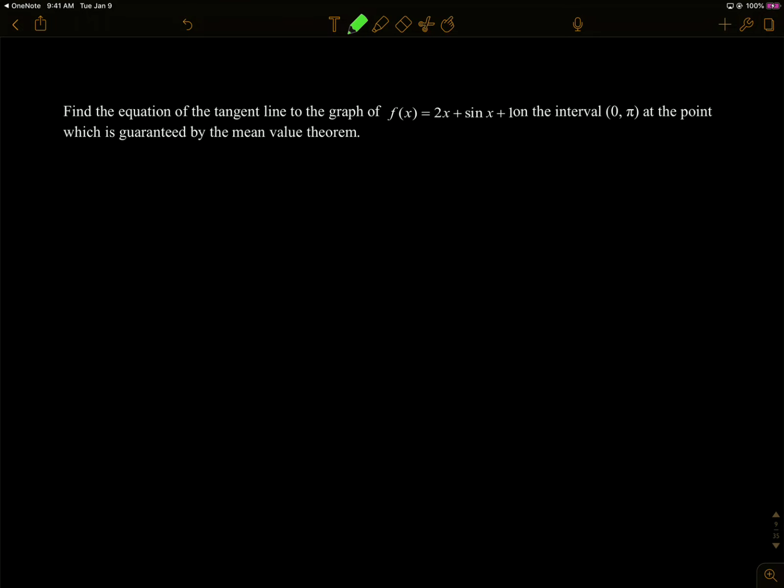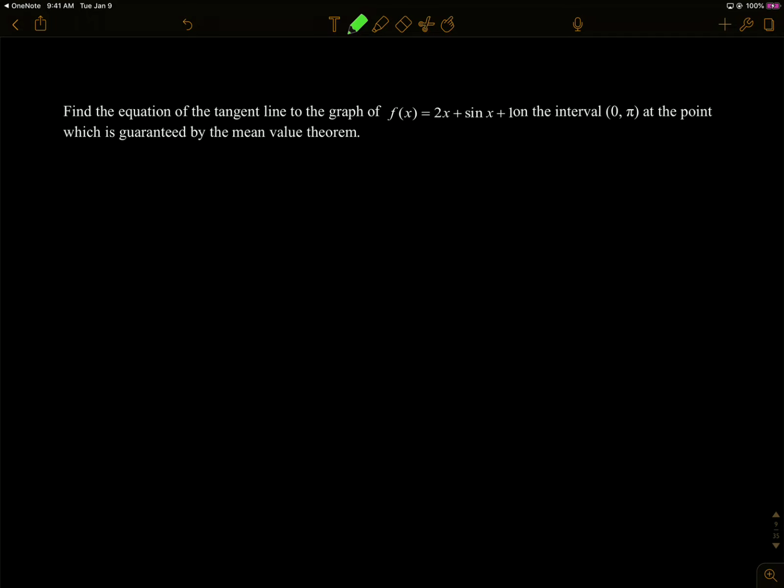Okay, so now they want us to find the equation of the tangent line to the graph of f on the open interval 0 to pi at the point which is guaranteed by the mean value theorem. So first, on the closed interval, the graph is continuous and differentiable everywhere because sine of x, and I add 2x to it, that's continuous and differentiable everywhere. And they're not asking if it's guaranteed. They're telling you it is guaranteed. So they're saying the mean value theorem applies.